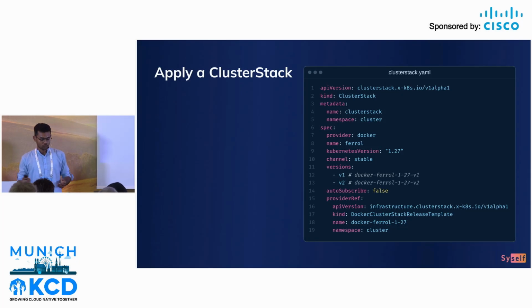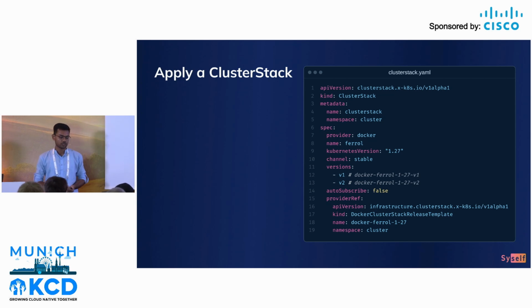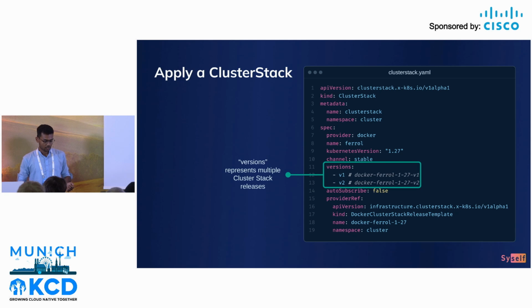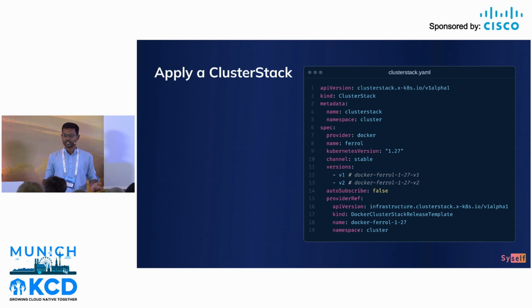So let's look at how the cluster stack looks from a CRD perspective. We have first the provider. The provider can be anything, from Docker to AWS, anything you can define. We have a naming of every cluster stack. Here it's ferrol, and you have the Kubernetes version, which is running in your management cluster. And the channel basically specifies the channel from which the cluster stack is going to get downloaded. It can be beta, it can be alpha, anything.